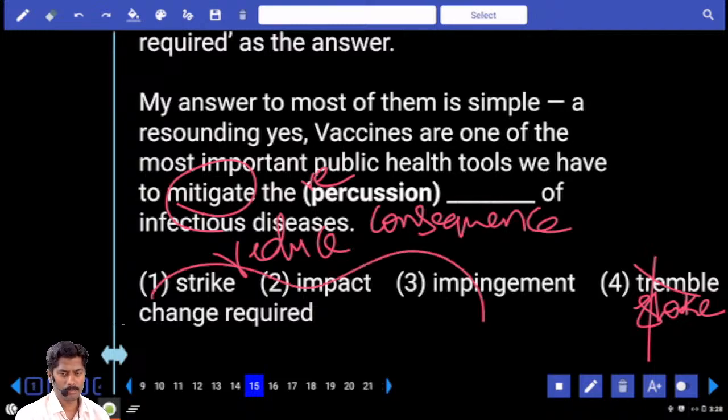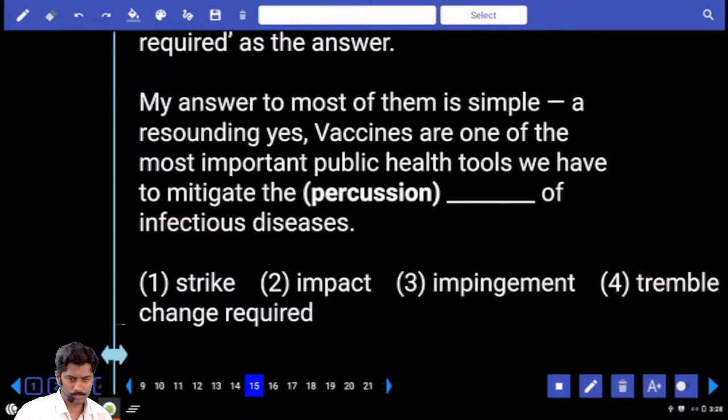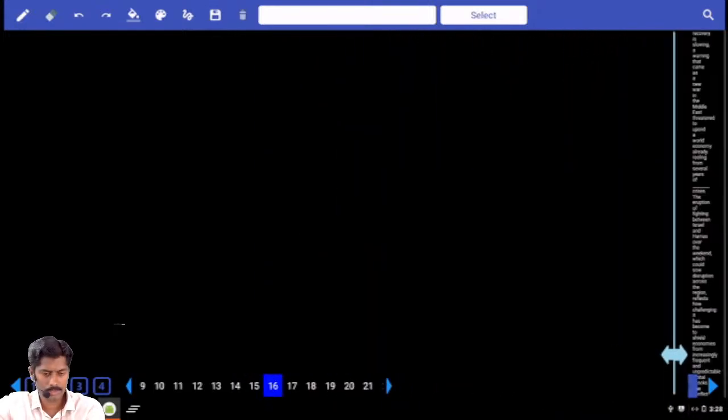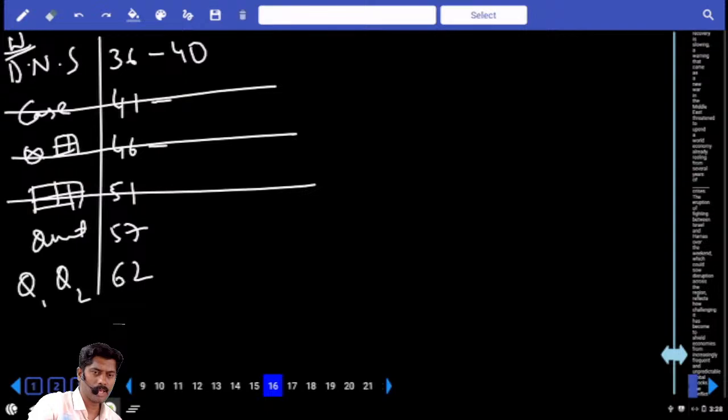Now, what is he saying? My answer to most of them is simple yes. Vaccines are one of the most important public health tools we have to mitigate. Mitigate means to reduce the dash of infectious disease. To reduce the strike of disease, impact of disease or impingement. Impact of infectious disease. Now, two are time saving. We have done with the time saving.